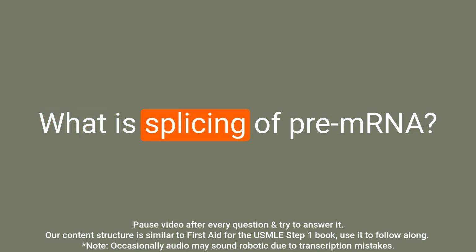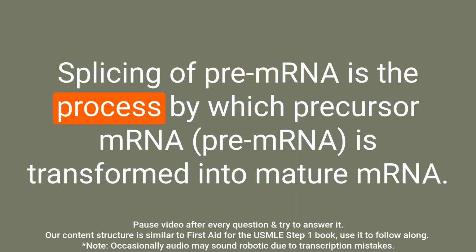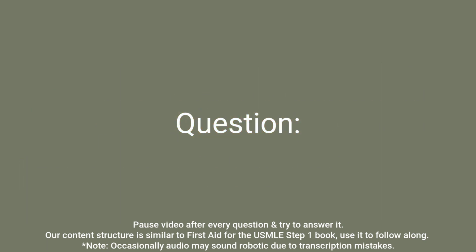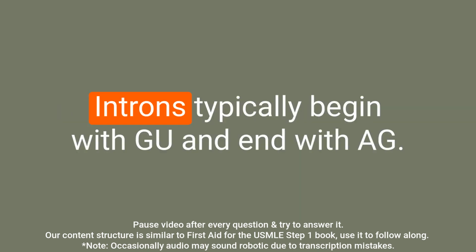Question: What is splicing of pre-mRNA? Answer: Splicing of pre-mRNA is the process by which precursor mRNA is transformed into mature mRNA. Question: What is the typical beginning and end of introns? Answer: Introns typically begin with GU and end with AG.